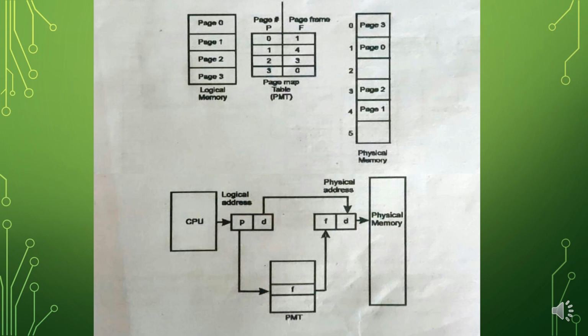Every address generated by the CPU is divided into two parts: page number, that is P, and a page offset or displacement, that is D. So you can see in the next part of the diagram, the CPU generates a logical address in two parts, which is a page number and a displacement. Displacement is the size, and the page number is used as an index into a PMT. The same page number will be searched in a PMT with the respective frame, that is physical address, and it will generate a physical address. So logical address will get converted into physical address in the physical memory.